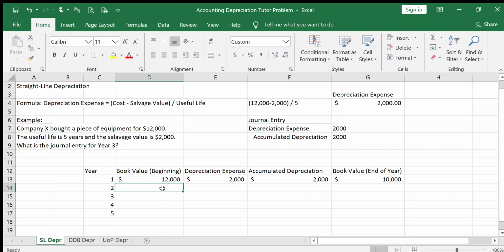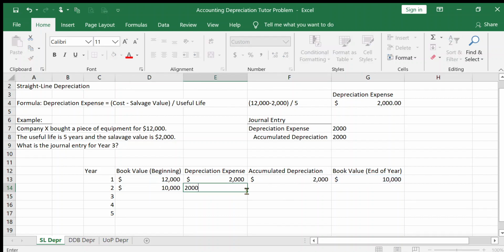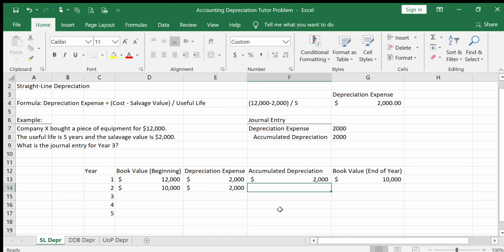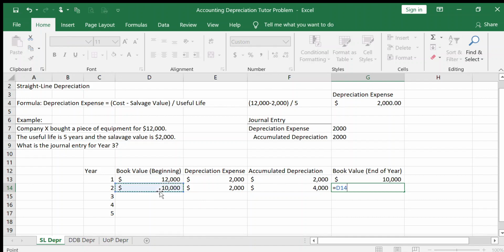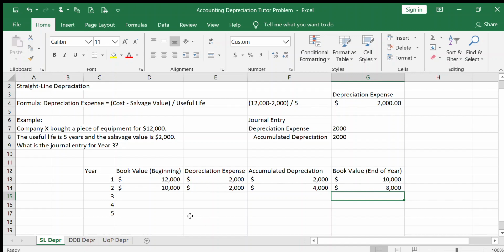So our book value for the beginning of year two is going to be where we finished off at year one, so it'll be $10,000. Again, our depreciation expense is going to be $2,000. It's going to be that way for the entire useful life. And our accumulated depreciation is just going to be the sum of all our depreciation expenses, which is $4,000. And then again, figuring out our end book value will be our beginning minus our depreciation expense, which is $8,000.